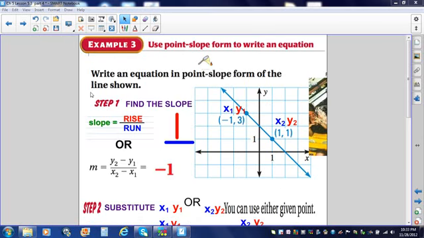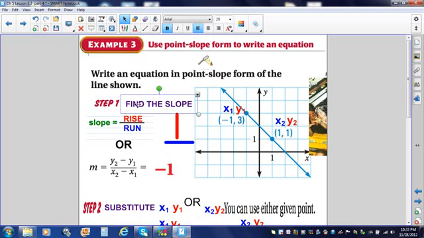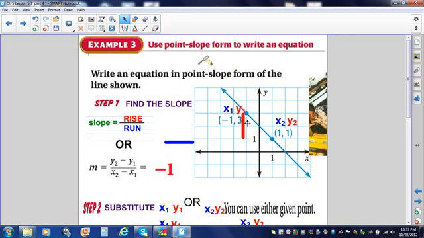Please write in your spiral: write an equation in point slope form of the line shown. Please copy that in your spiral. Please write in your spiral step number 1. First thing we're going to do is find the slope. There are 2 different ways we can find the slope. This is probably the easiest way to find the slope. You're going to draw yourself a right triangle.